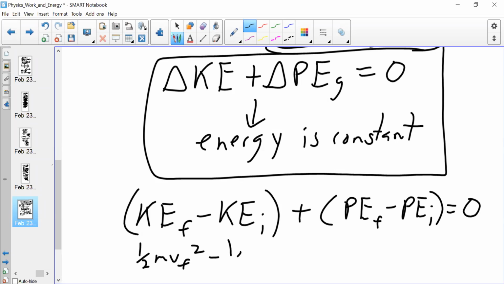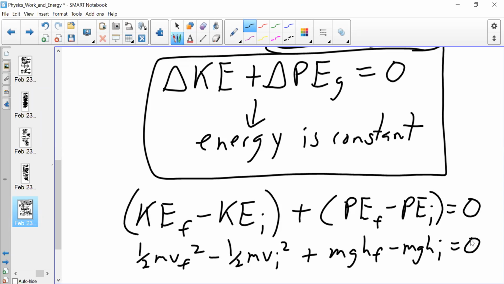And then we put like terms on their side of the equation, the initial terms on one side, the final terms on the other.